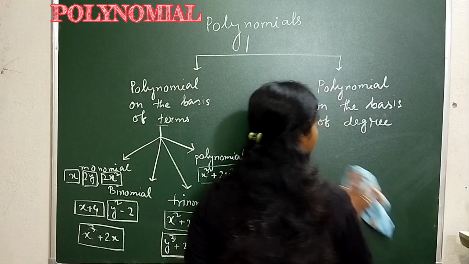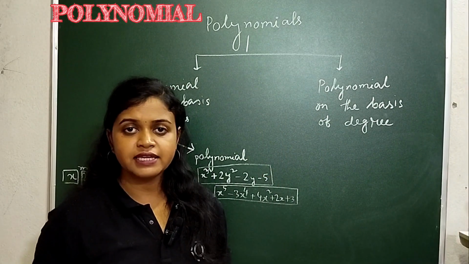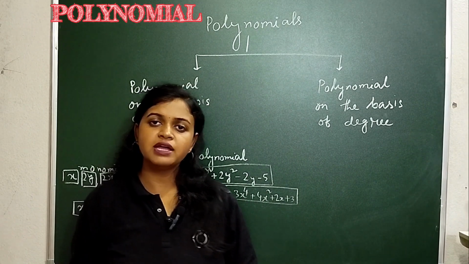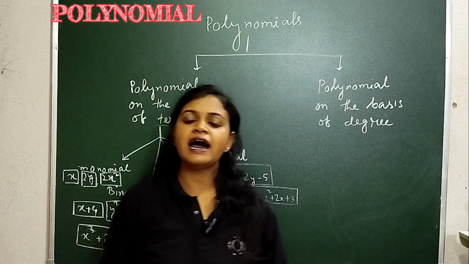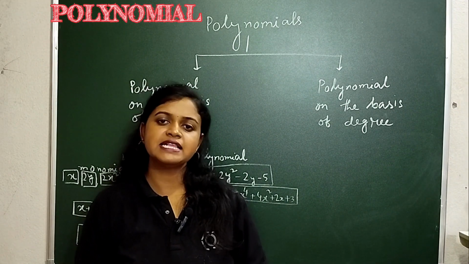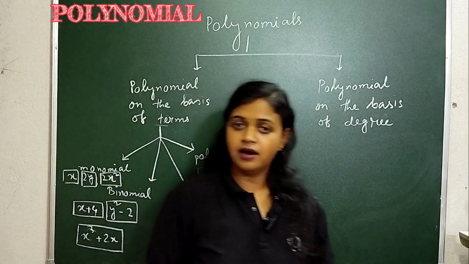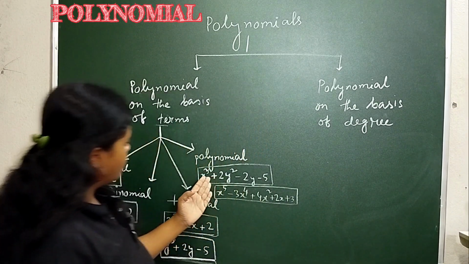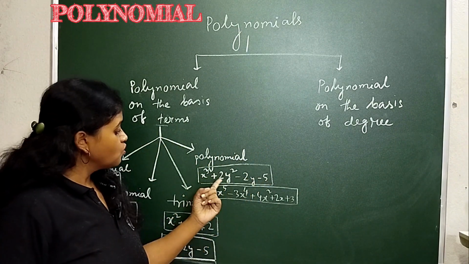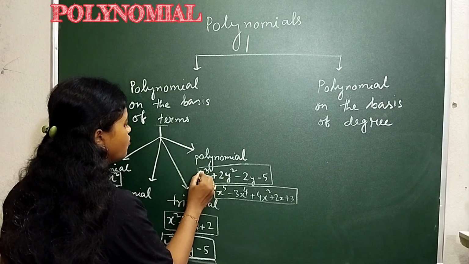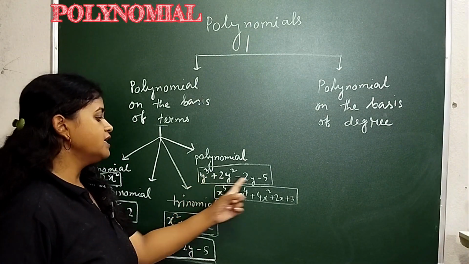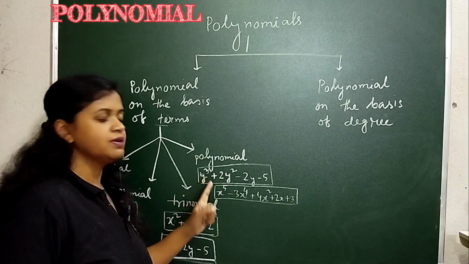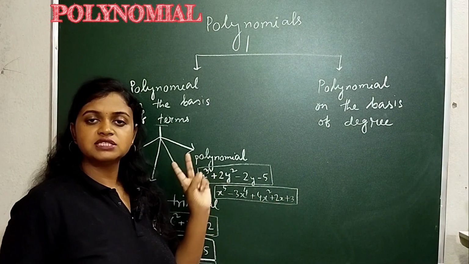First, what is degree? What is the degree of a polynomial? First understand this definition. The degree of a polynomial is defined as the highest power of the variable present in the algebraic expression. Suppose I take this algebraic expression; the variable here is y, and the highest power of y is 3. So we can say the degree of the polynomial is 3.